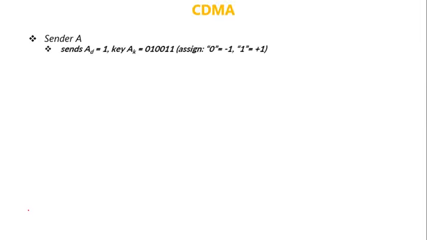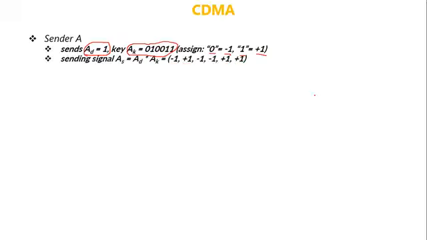Say the sender wants to send data 1, and this is the key or the code he is using: 0 1 0 0 1 1. Before applying the coding, we make a little modification. Wherever there is a 0, we represent it with -1, and wherever there is a 1, we represent it as +1. All zeros are represented as -1 and all ones as +1.